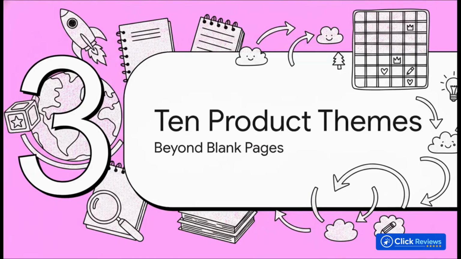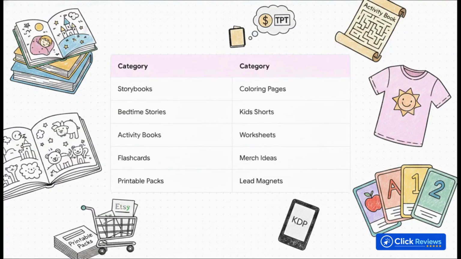Okay, section 3, the 10 product themes beyond the blank page. So rather than just throwing 1,000 ideas at you, the Vault organizes everything into 10 distinct categories. We're talking everything from storybooks and coloring pages, right through to kids' merch, activity books, and educational flashcards.